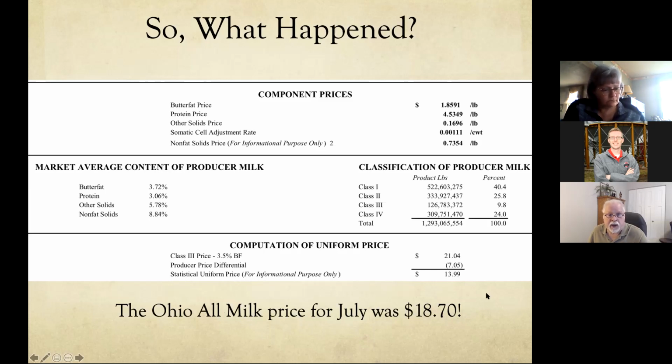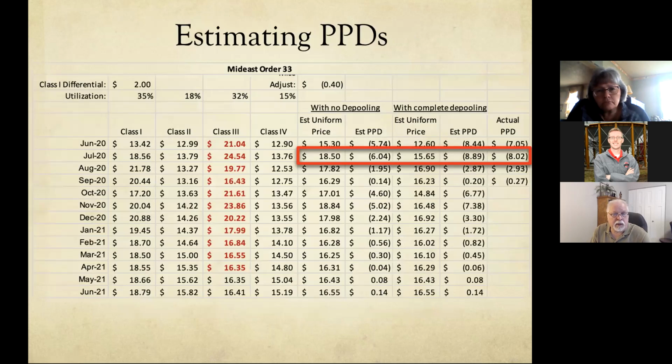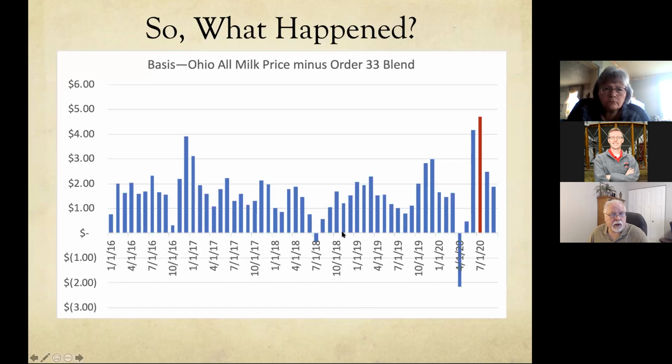So I think that what happened was that it wasn't the $21 that the class 3 price was, but it was substantial. So they actually decided to provide quite a bit of payment to farms that was more than the minimum. And you can also begin to see that out here. This is a chart that shows what the Ohio all milk price is minus the order 33 blend price. There's a little bit of ups and downs in this thing, but generally speaking, that's in the $1.50 range. So that means your overorder premiums are roughly in that $1.50 range, as long as you don't have major depooling. But here's that particular month of July, and you'll notice that $4.71 got paid out above what that minimum blend price was. So they paid out a great deal more in that particular month.